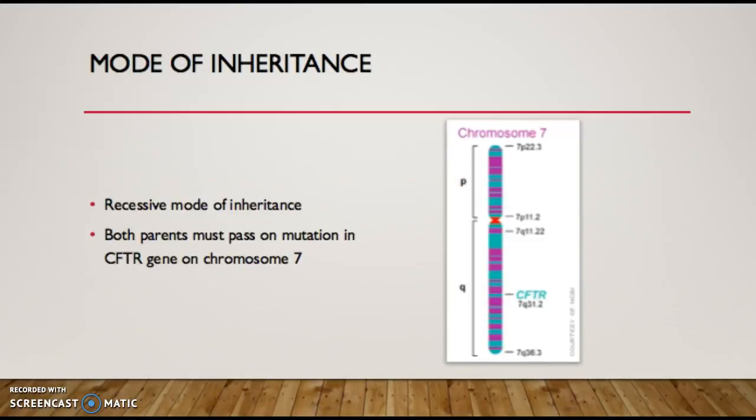Cystic fibrosis is inherited as a recessive mode of inheritance, meaning both parents need to pass on a mutated gene for the child to have the disorder. Individuals that are just carriers of cystic fibrosis have just one mutated copy of the gene, and this is true only for disorders that are recessive. Only disorders that are a recessive mode of inheritance can have a carrier, as in the case of cystic fibrosis.